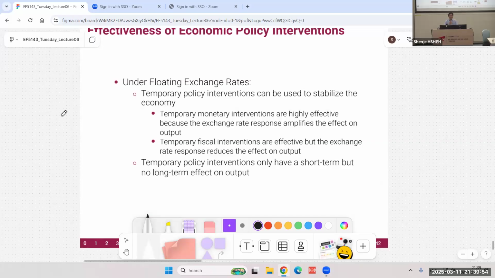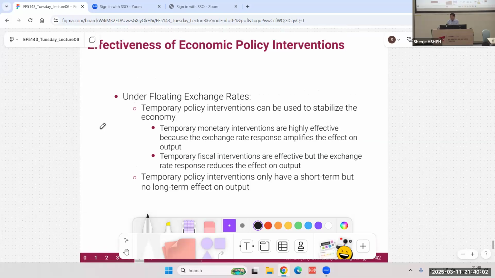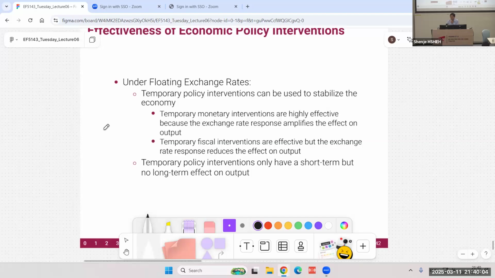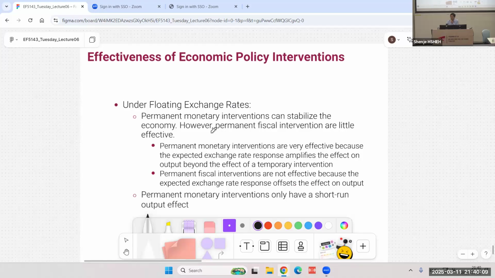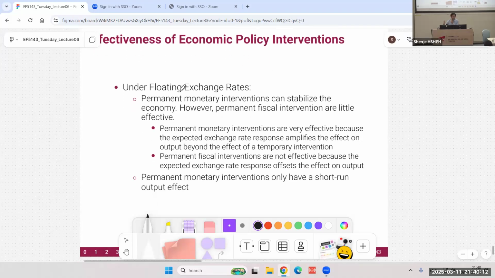Okay. So I can repeat everything again, but I think twice is more than enough. So let me summarize a bit. Effectiveness of economic policy intervention. Under floating exchange rate, again, we're not talking about Hong Kong or China, we're talking about the UK, US, Australia, where they don't intervene in the FX markets at all. We find that permanent monetary policy is very effective because expected exchange rate response amplifies the effect on output, right?